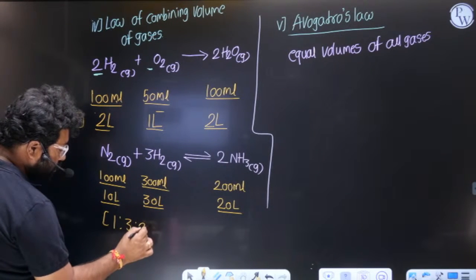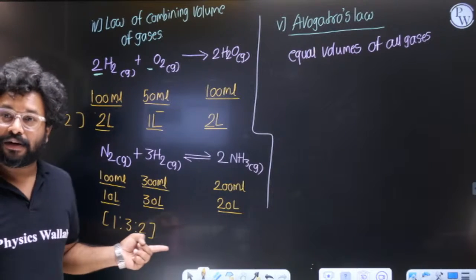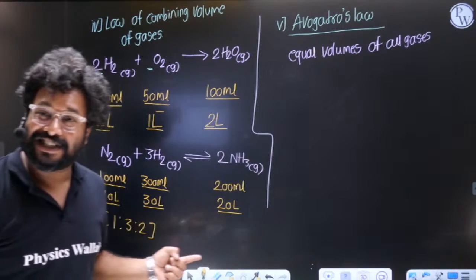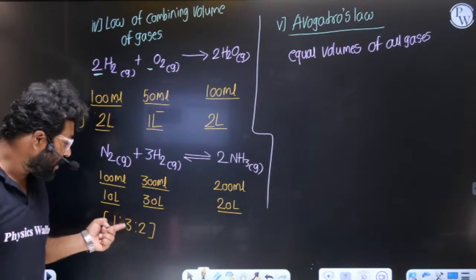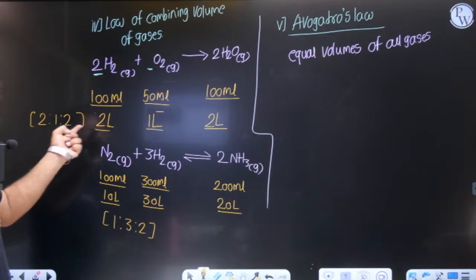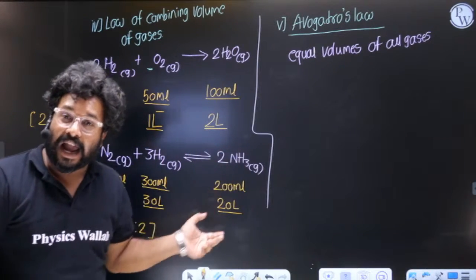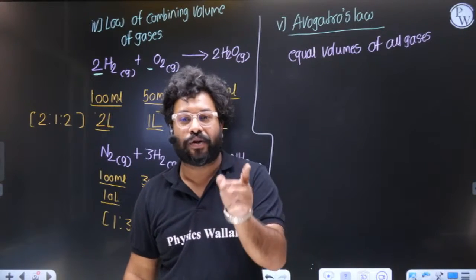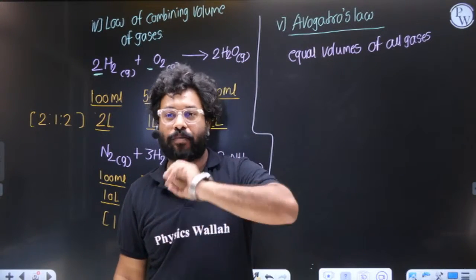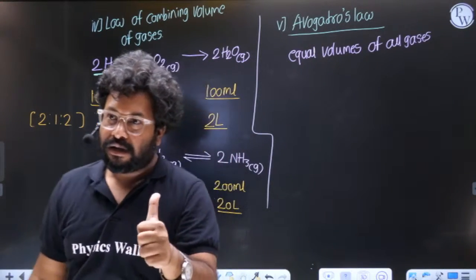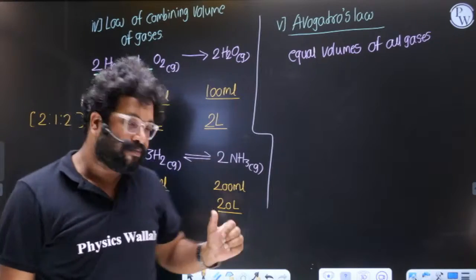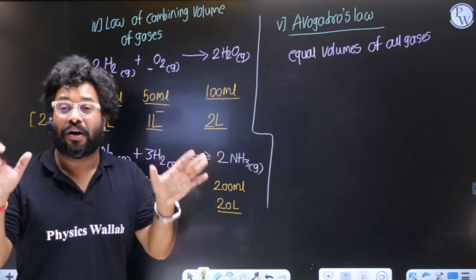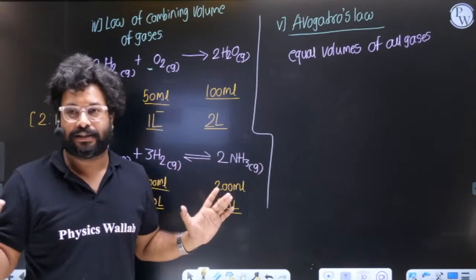1:3:2. So this is what? This is a whole number ratio. 1:3:2, 2:1:2. Okay? And this ratio is always going to stay constant, no matter what, provided the conditions under which you are measuring their volume are constant in both the cases. Okay?